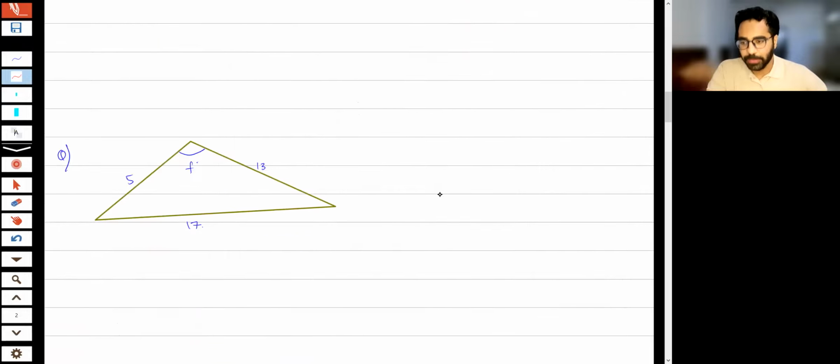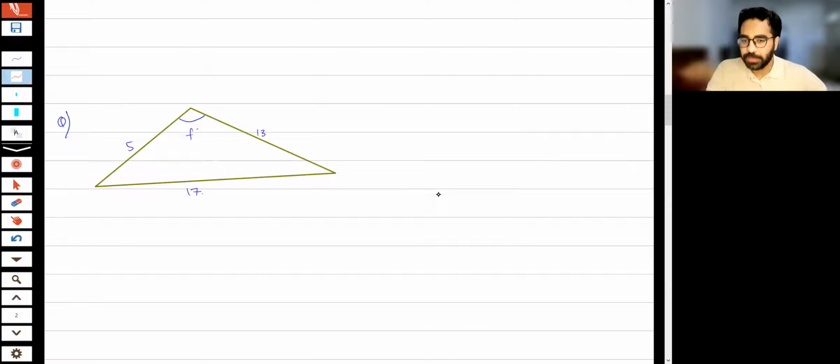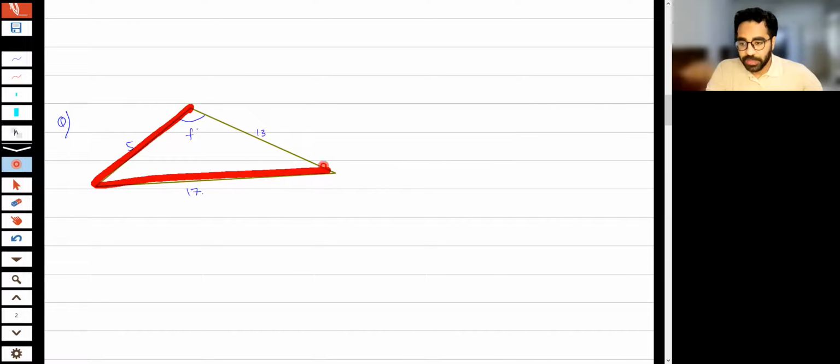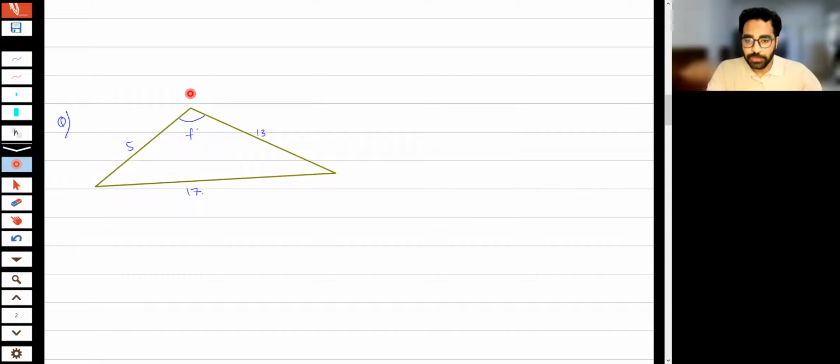अच्छा, जैसे हम लोग साइड निकाल सकते हैं ना, हम लोग cos रूल से एंगल भी निकाल सकते हैं। So let's try and find out the angle by using the cos rule. ठीक है। Over here, I have an unknown angle f. ठीक है। I know all the sides of the triangle. ठीक है, if I know all the sides of a triangle, I can make use of the cos rule to find the unknown angle f.